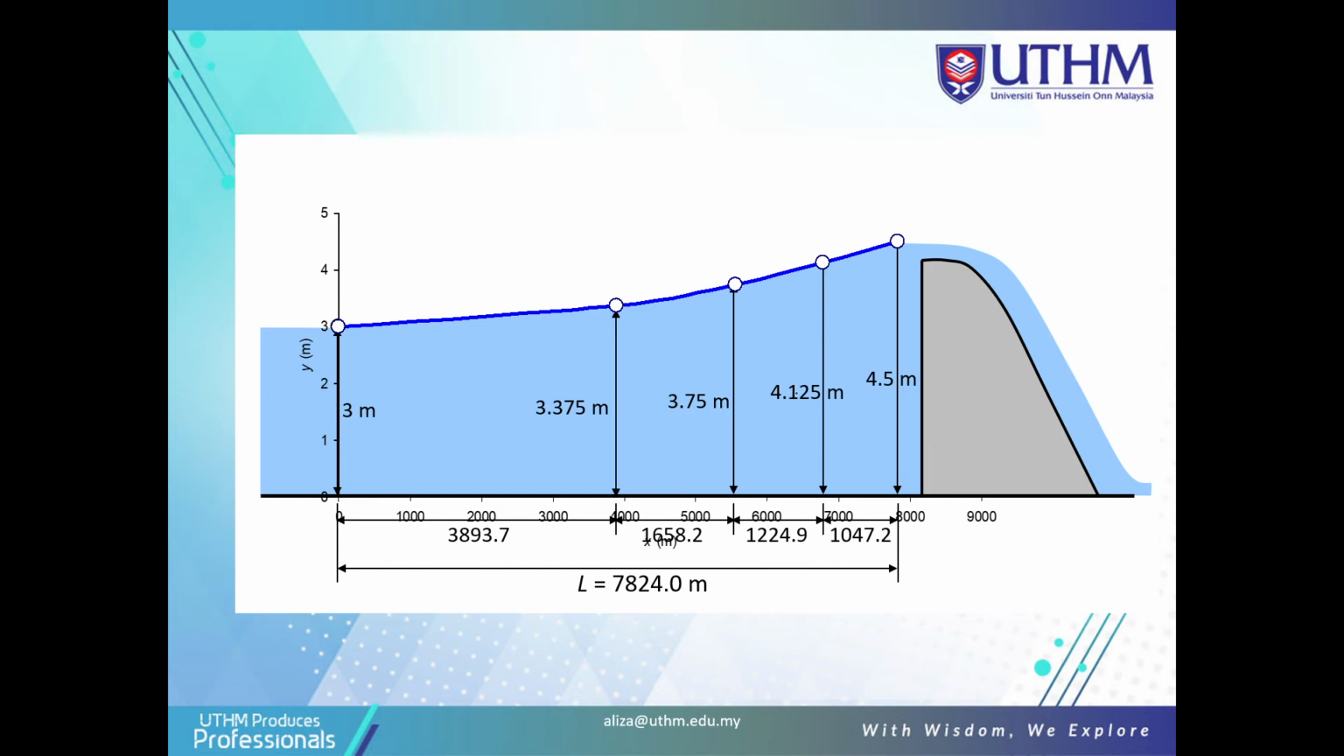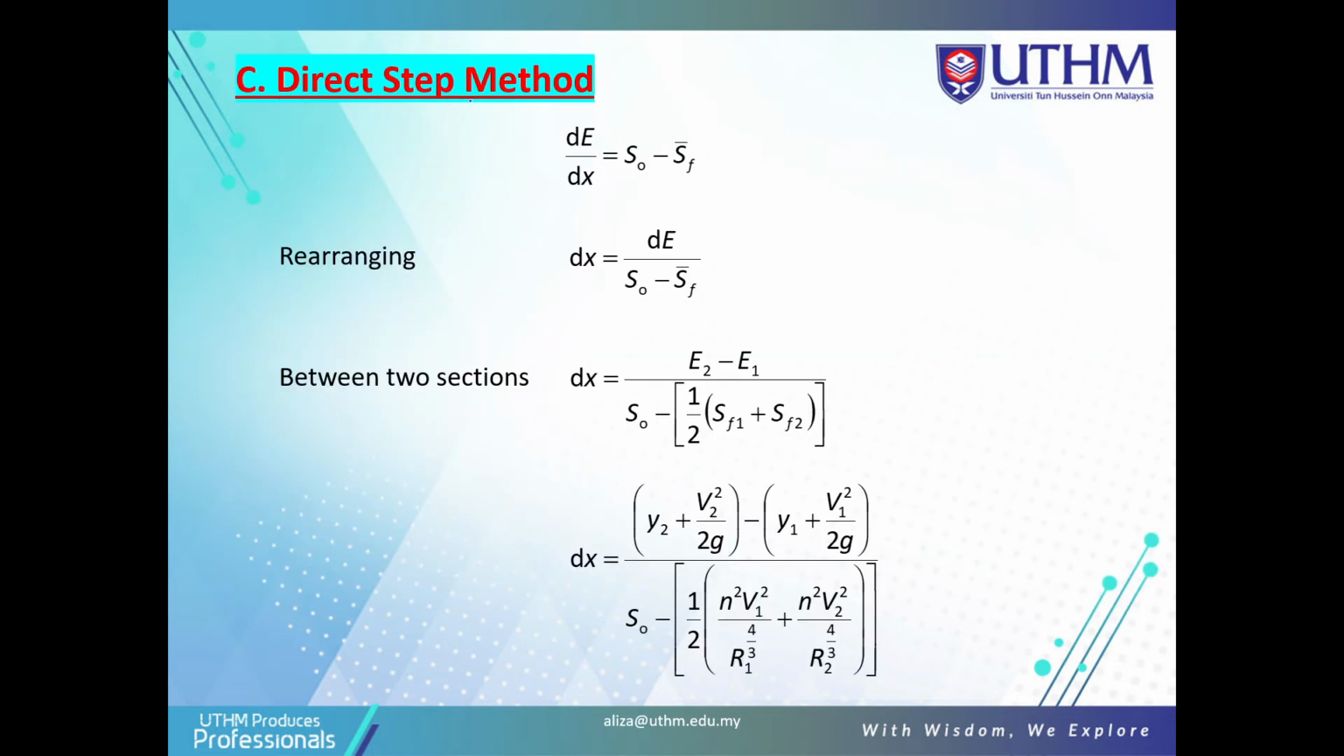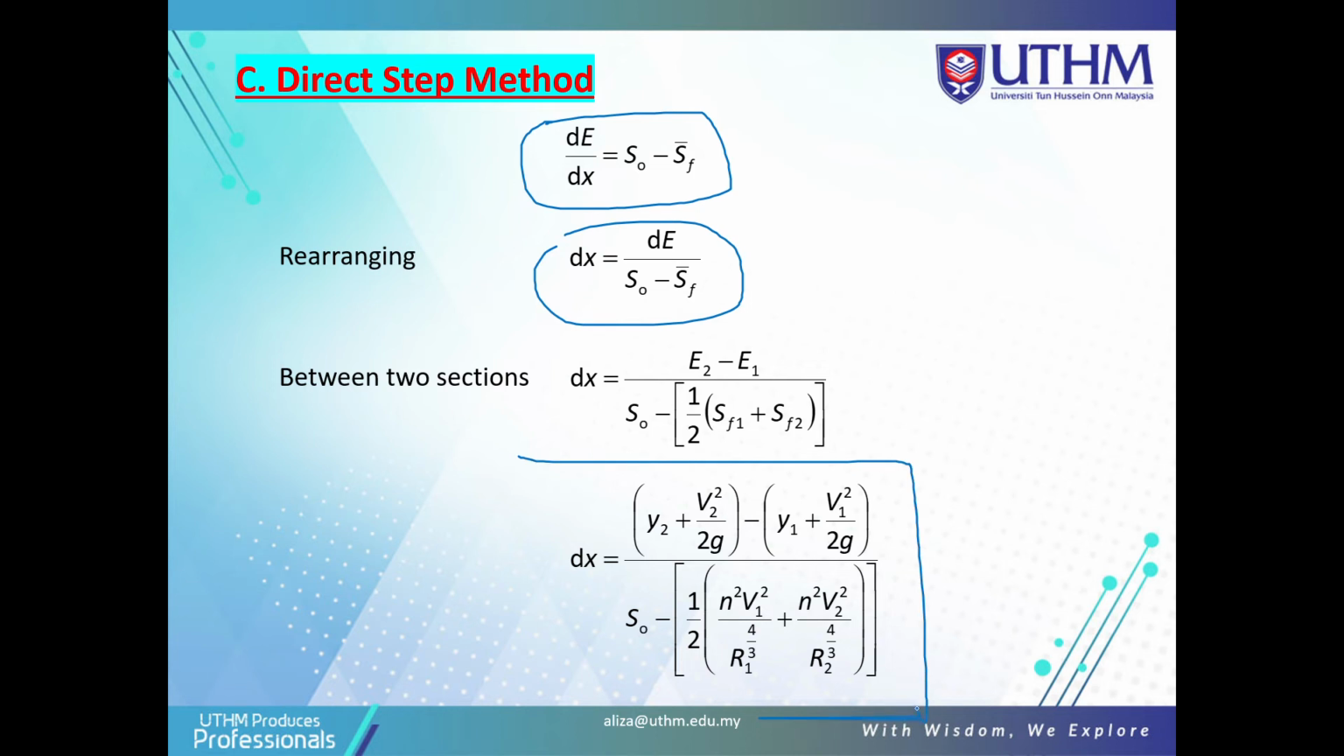Okay, so this is method two, the second method. Now we look at the third method, the direct step method. So the direct step method uses this formula. This formula is given. So rearranging based on the S over DE or S naught for SF here, until you get the value of this X. Okay, so this is for the direct step method.